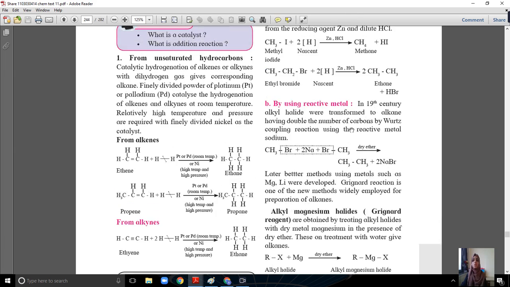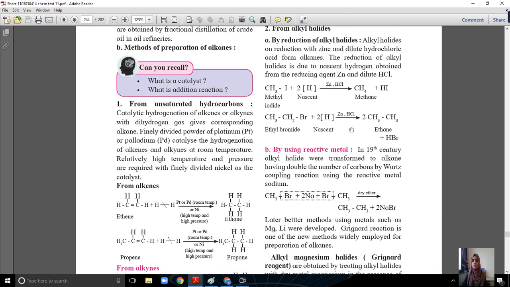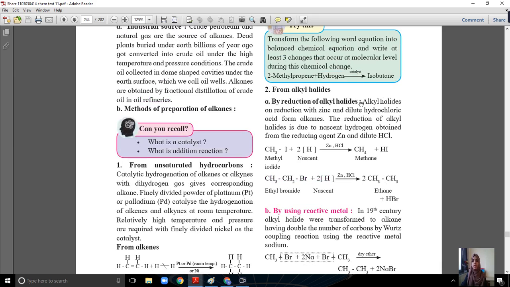Now the next one we have seen is from alkyl halide, the reduction process. Reduction is the addition of hydrogen atom, or replacement of the halogen or halide by a hydrogen atom. We are adding hydrogen here, so this was the reduction process we have seen.